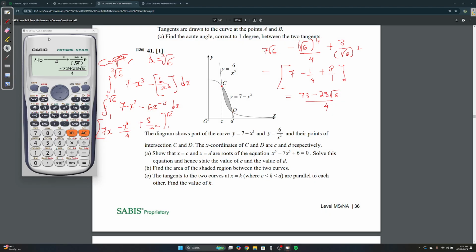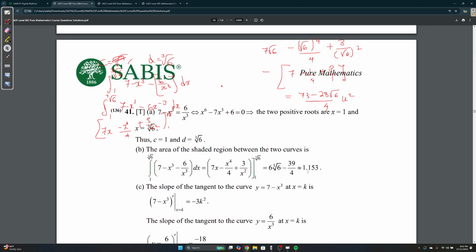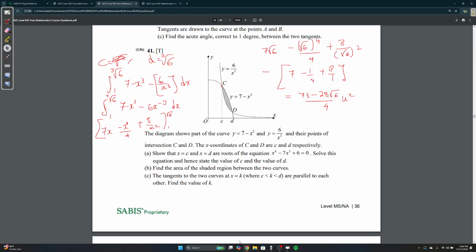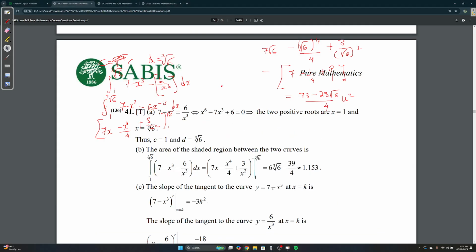Unit squared. Let's check if this is the correct answer. I want to see what they got. They got 1.153. How much did you get? 1.153.